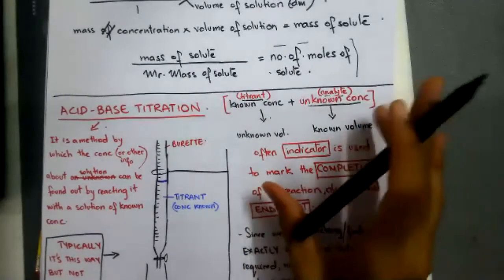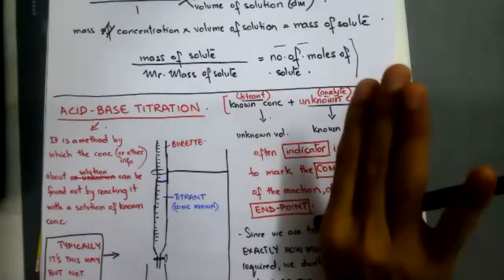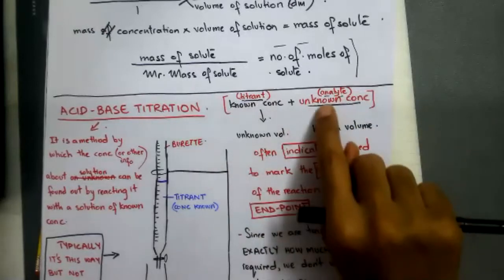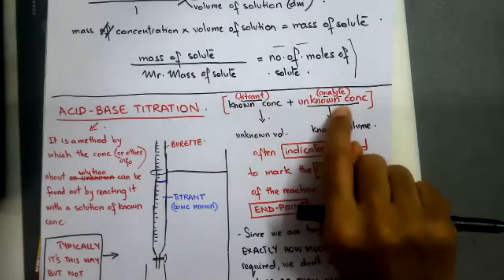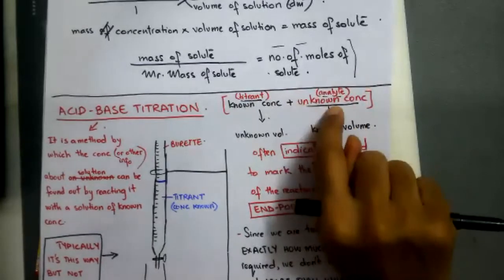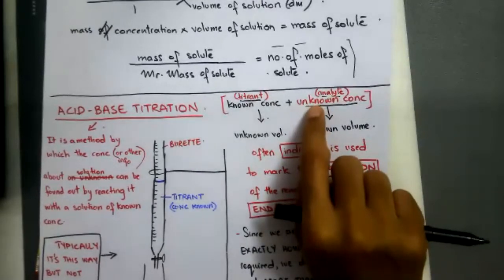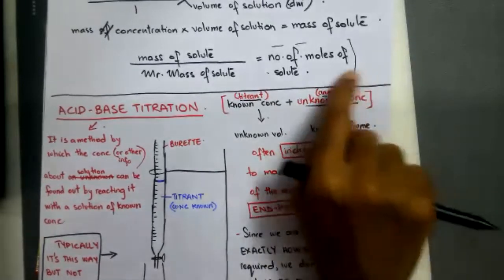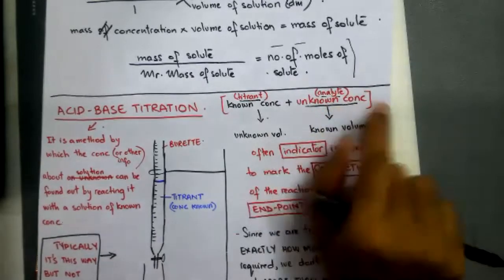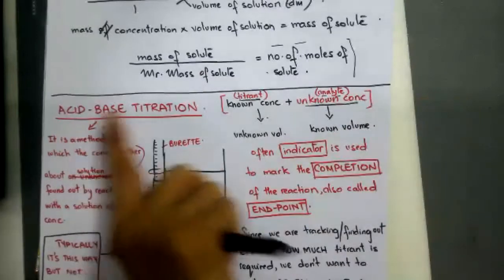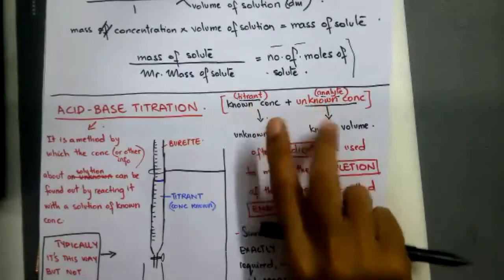Now, any one of these can be an acid, any one of these can be a base, meaning that you might be finding out the concentration of an acid, or the concentration of a base. Or if you are carrying out a redox titration, you can be finding out the concentration of an oxidizing agent, or the concentration of a reducing agent. So in case of redox titration, one is an oxidizing agent, the other is a reducing agent.